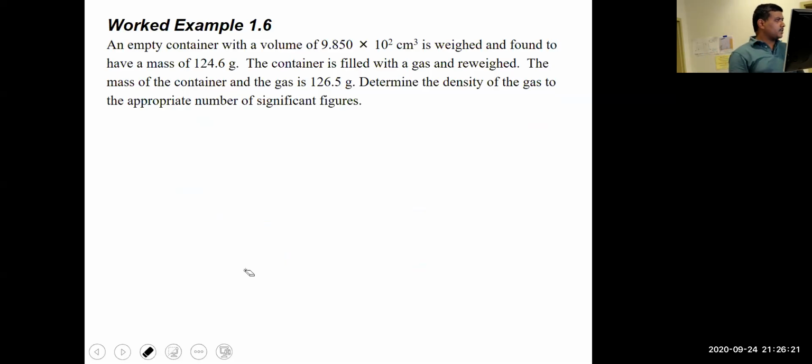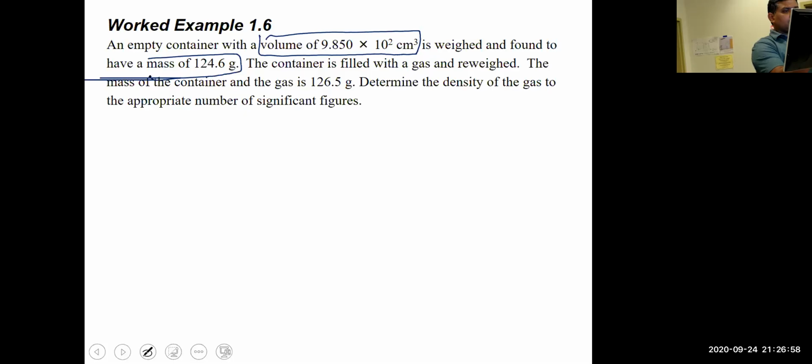All right, let's work on the last problem in this section, and then we just have a small topic to end this lecture. So this problem is saying an empty container with a volume of 9.850 times 10 to the power of 2 centimeters cubed is weighed and found to have a mass of 124.6 grams. Okay, you were given a volume and you were given a mass.